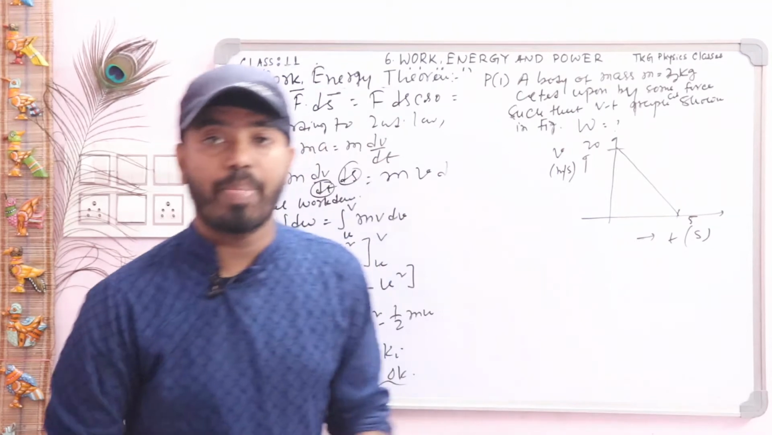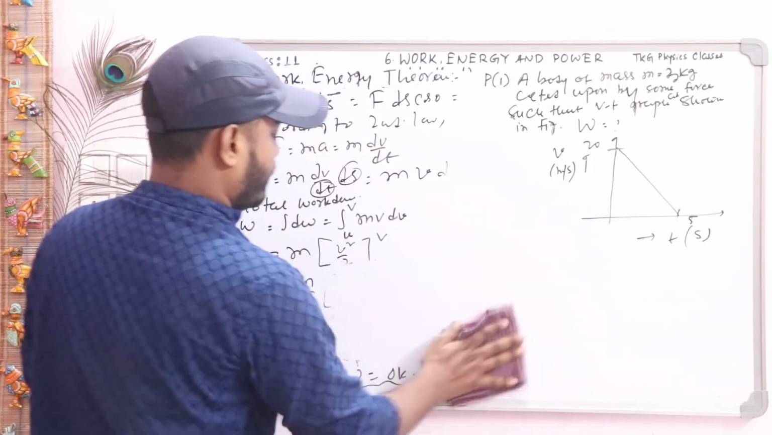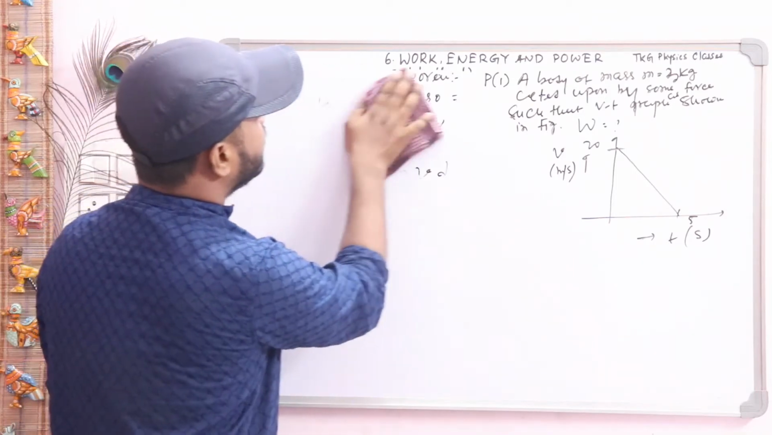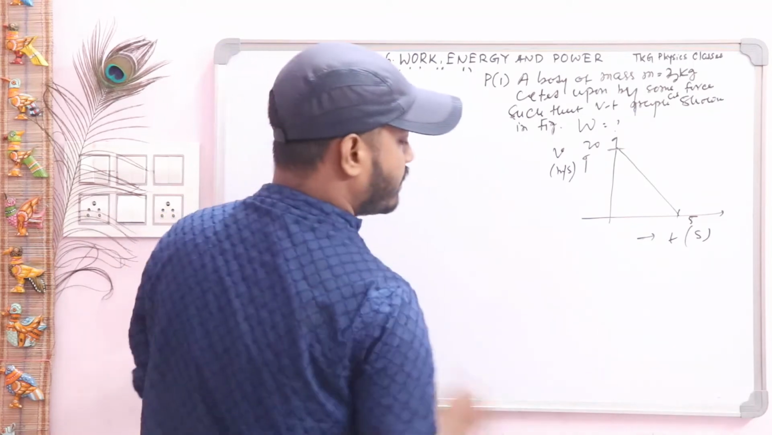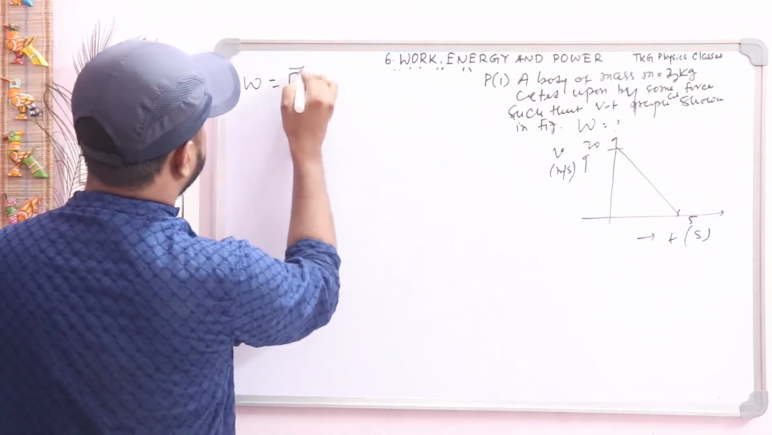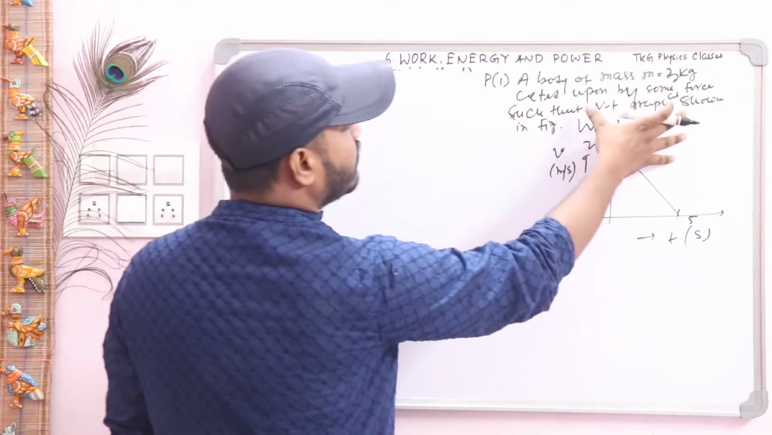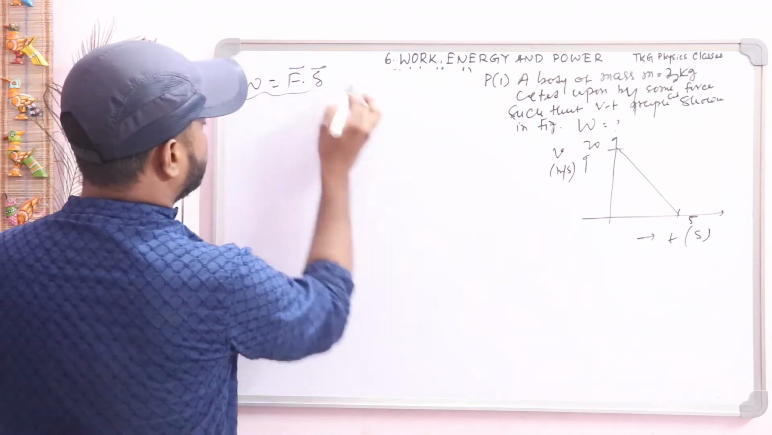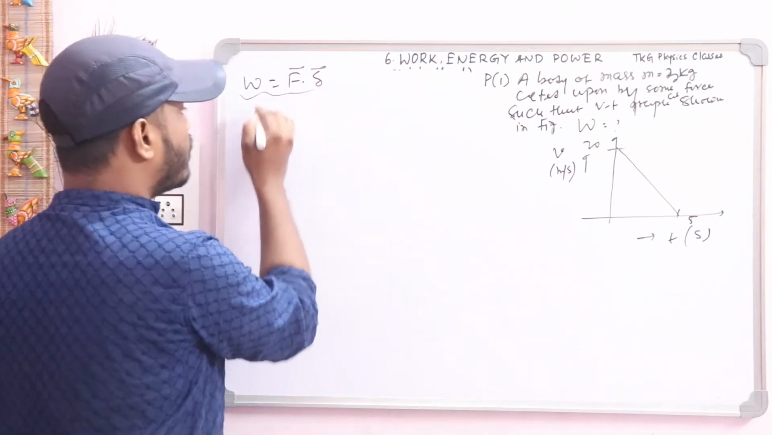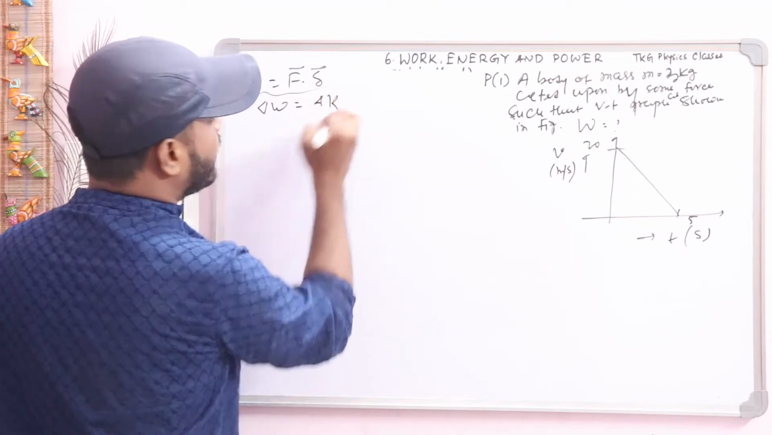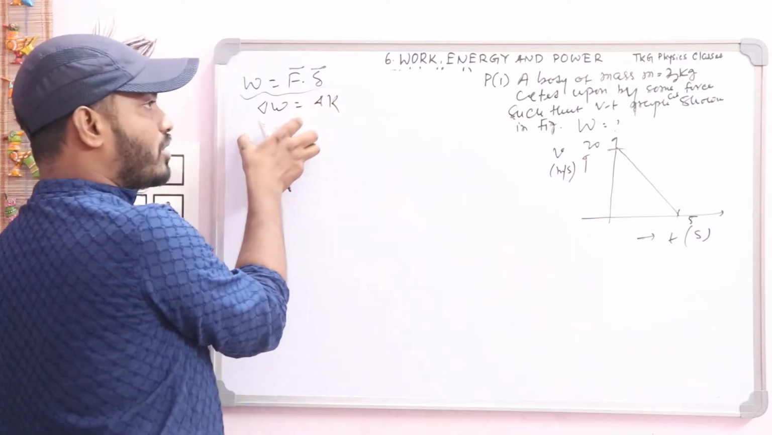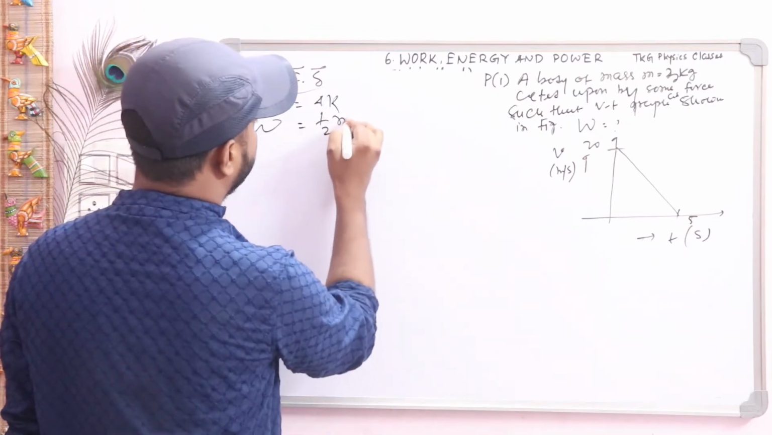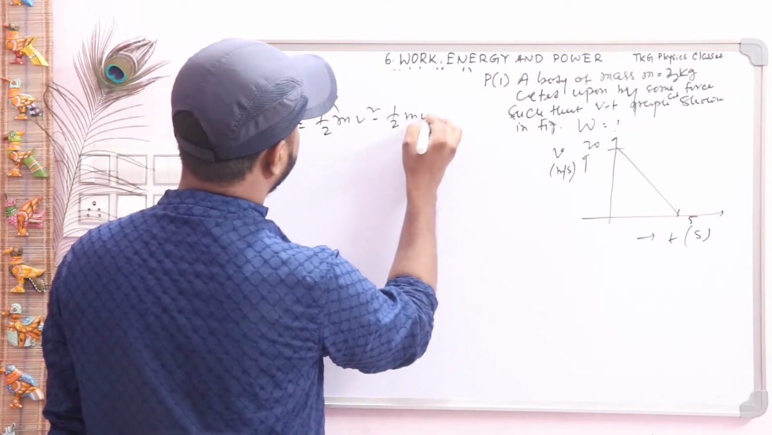Okay, find it. You know the formulas for finding work done: W equals F into ds, and another formula, W equals F dot ds. But here the force is not given. It is acted upon by some force, but the value of the force is not given, so there is no need for this formula. But you know this one: W equals delta K. The amount of work done by all forces is equal to the change in kinetic energy. So work done equals change in kinetic energy, half mv square minus half mu square.